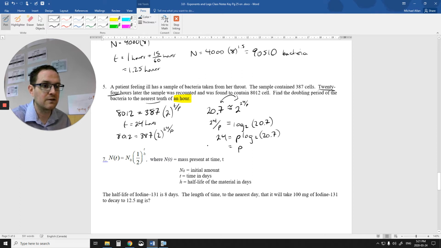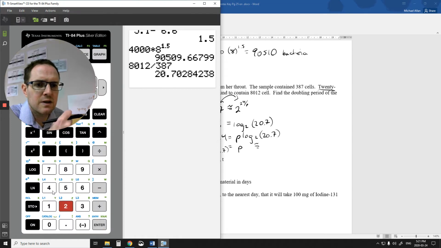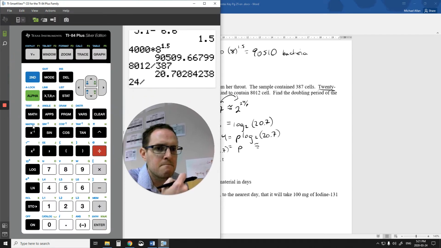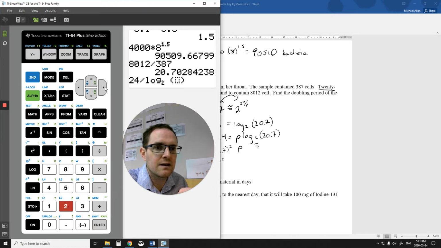And then divide over the log. Log base 2, 20.7. That's what p is equal to. So to the nearest tenth of an hour, I'm going to go back to my calculator. I'm going to go 24 divided by log base 2. So I'm going to go math, log base 2. And I had the number there, so I'm just going to use my answer.